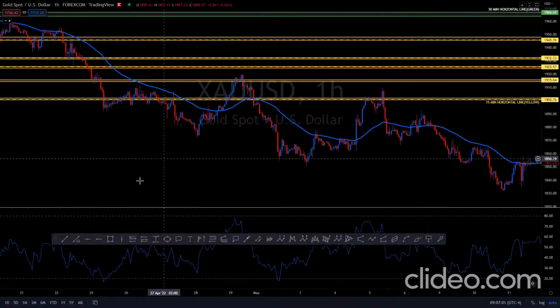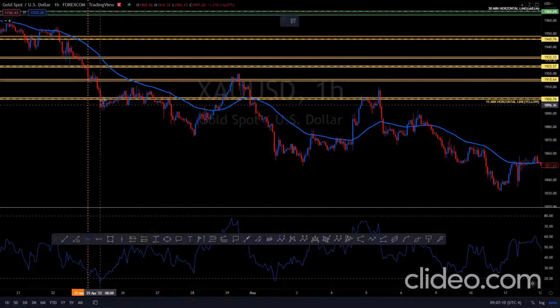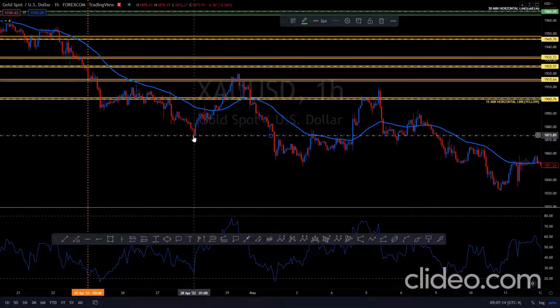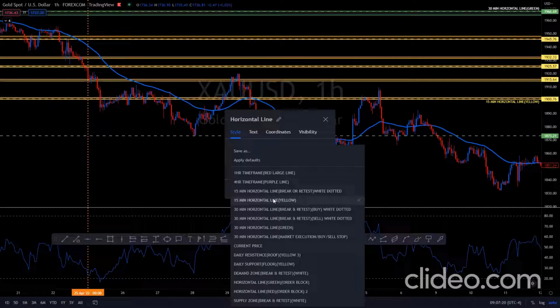Now we're going to start down here. When we analyze price in this area, we can see that price respected this zone and went down to here. And then it did a reversal and went back up to this zone. So let's make this red.